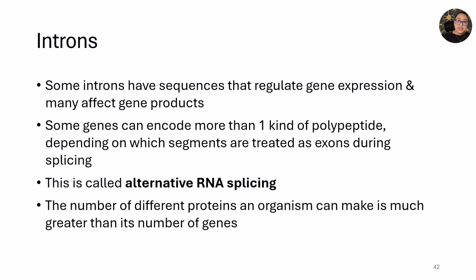And so in this way, from one recipe, you can make a bunch of different sub-recipes. The number of different proteins an organism can make is actually much greater than the number of its genes, which is again super efficient. You have one gene, but if you can make 5 different proteins from it, that's very efficient.